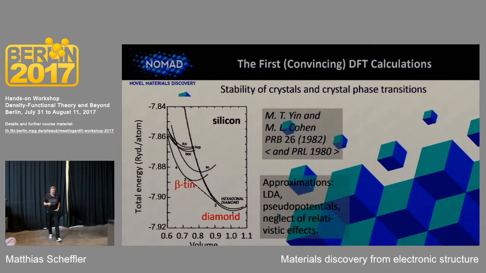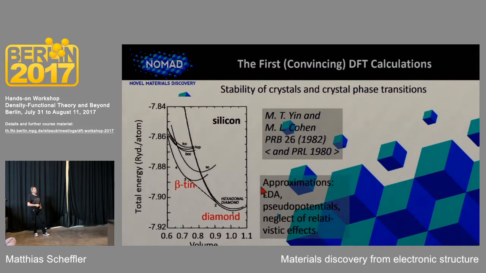Let me show you what I think is still very impressive, which are the first calculations in density functional theory. In fact, these are the calculations which convinced me to enter this field. If we think about what people did in 1980 or before, and what we are doing now, we are still very much on the same track as people before you guys were born. What Yin and Cohen did in 1982, actually there was a paper in 1980, but there were a lot of mistakes in it. The PRB in 1982 shows the total energy of silicon as a function of volume.